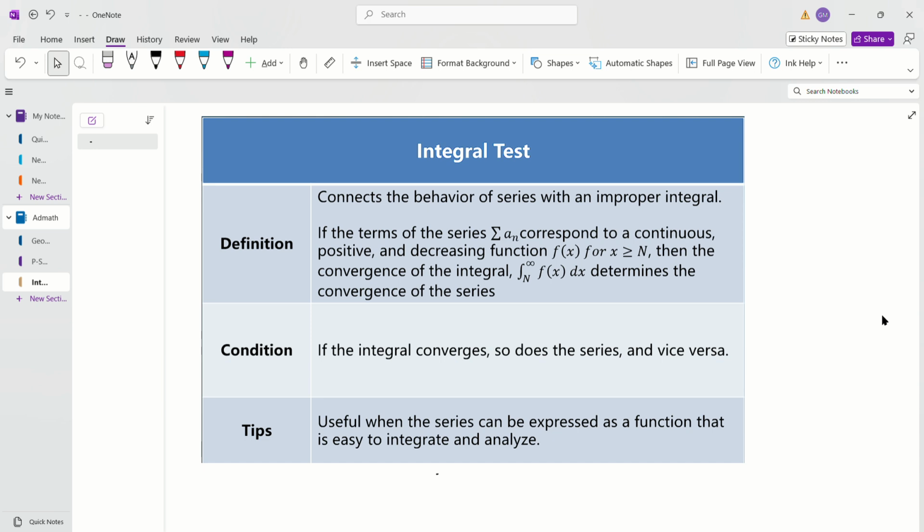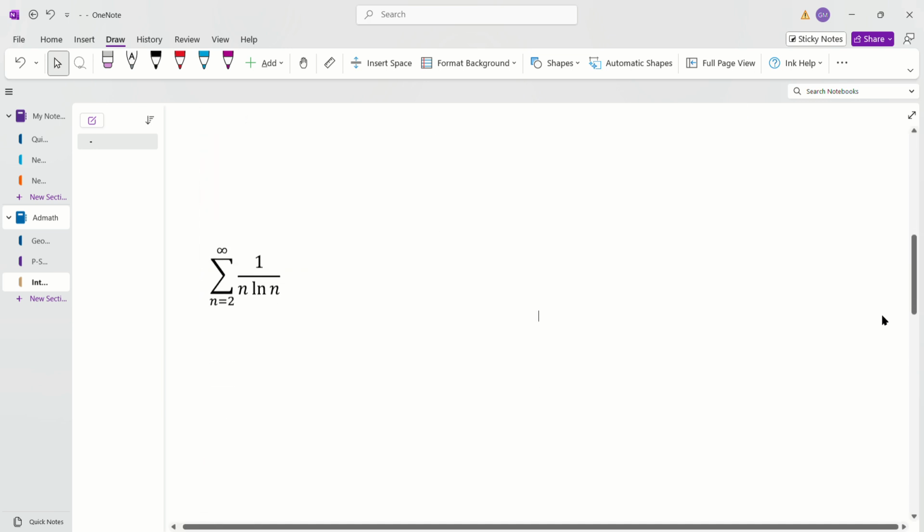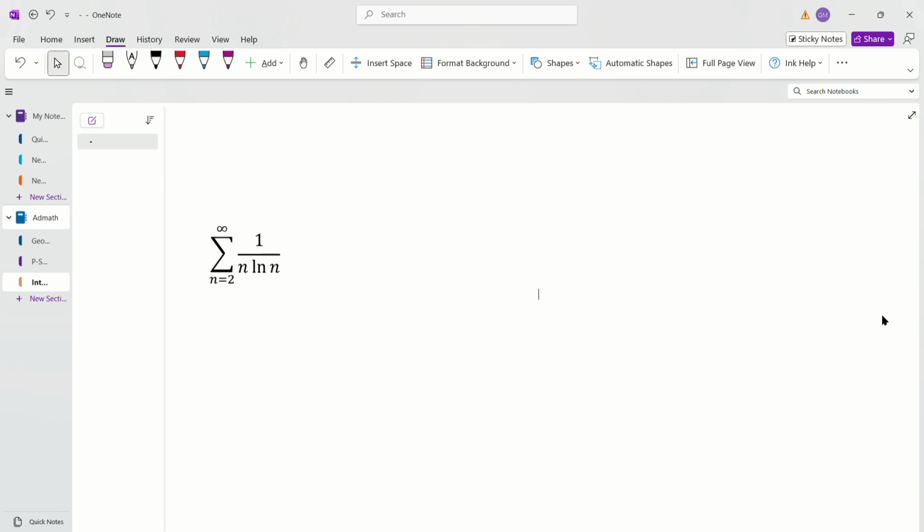So make sure that we are integrating a simple function, so that it is not hard for you to integrate it. Let's have an example. We have the series, the summation from n equals 2 up to positive infinity of 1 over n times ln of n.